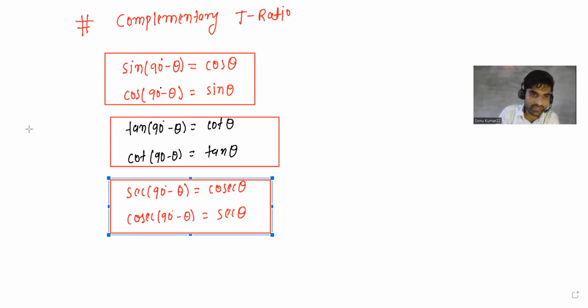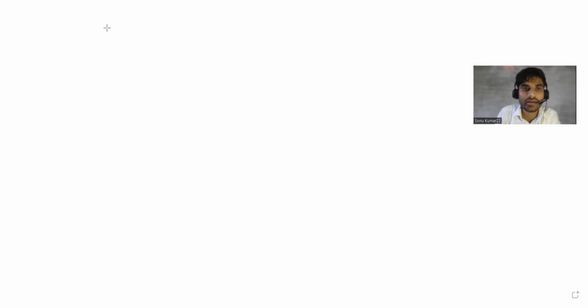Now we are going to discuss the trigonometric identities, and this is very important. So I'm going to erase this. Trigonometric identity. There are three identities. First one is, let me change the color.